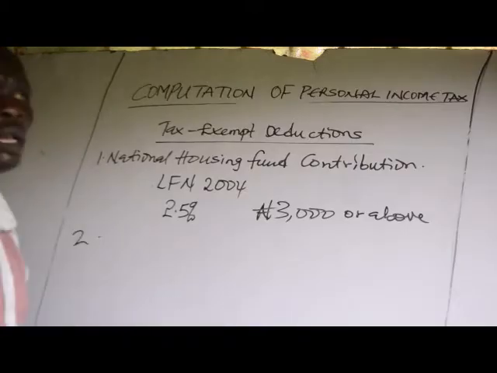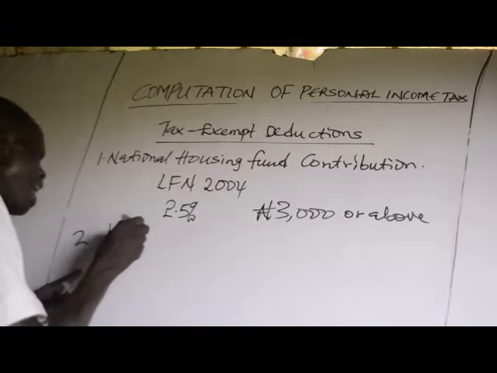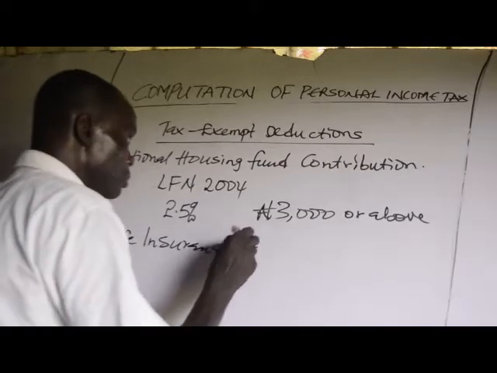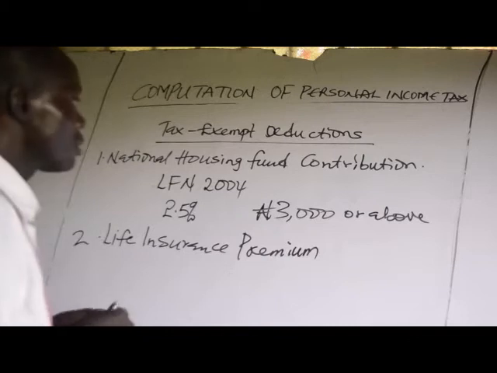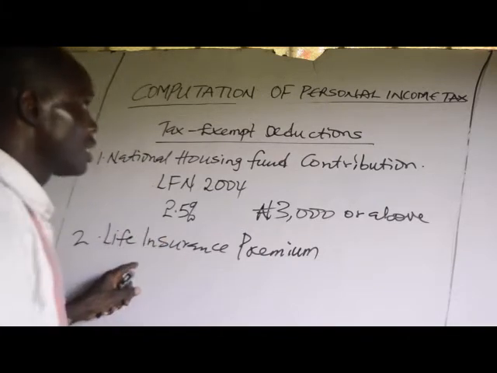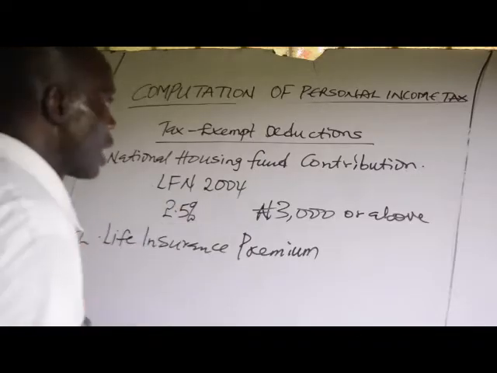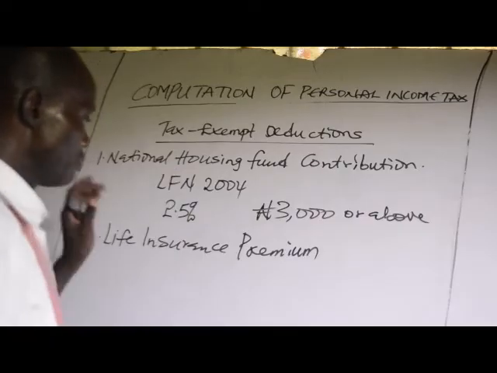Number two, life insurance premium. The amount that is exempted from tax is the annual amount of premium paid.